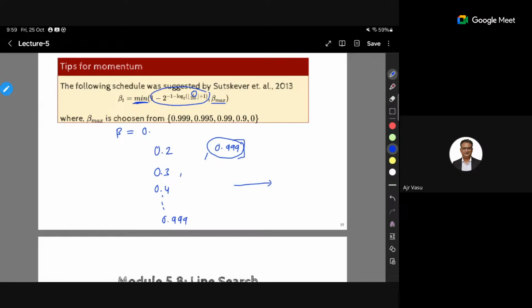Initially we'll have beta as a lesser value, or you can say we are not much confident about our history. As we accumulate more and more history, I'm also considering more and more of that history. So initially I'm not considering much history, but later on I will. If you wanted to do that, you can apply this whole formula.